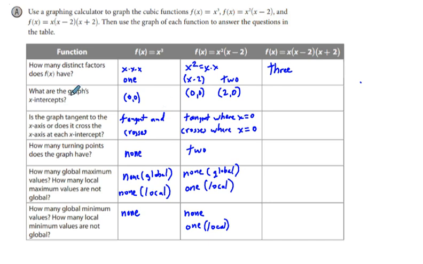Where are the graph's x-intercepts? Well, we have x-intercepts at -2, 0, at 0, 0, and at 2, 0. There we go.